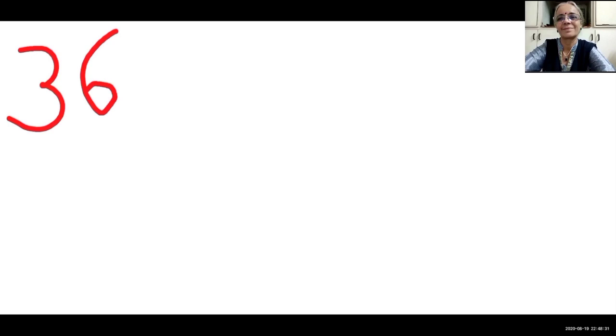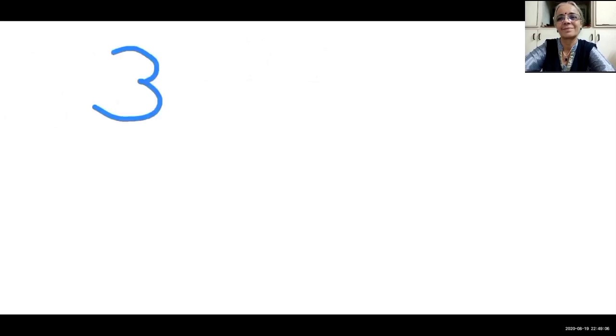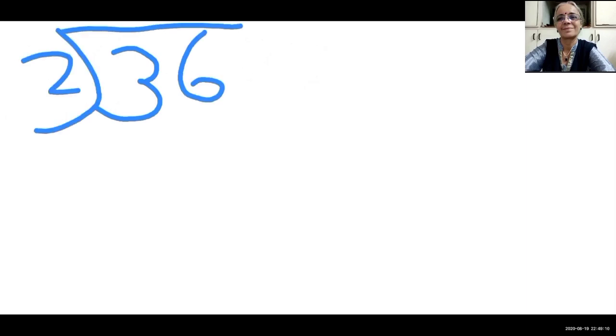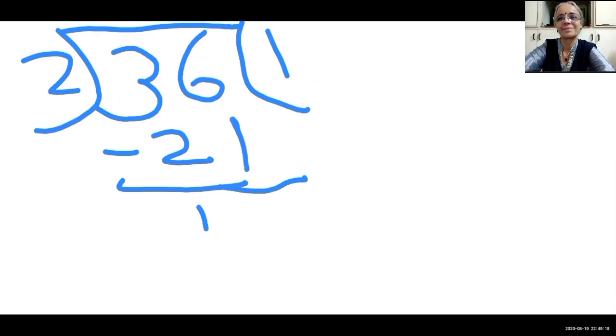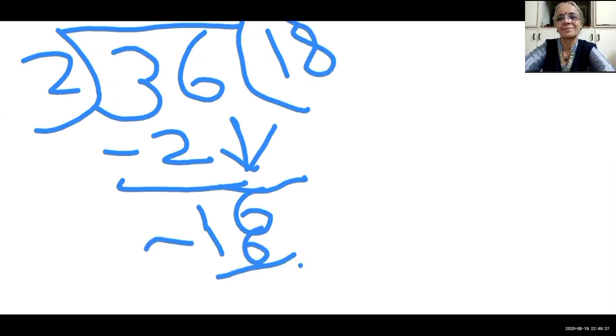So, 36 means at unit place, 6 is there. What does it mean? It says that this number can be divided by 2. It means that 36 can be divided by 2. But what will be the answer? If I know tables, I can say the answer immediately. But if I don't know tables, what should I do? I should bring out my rough paper and then divide 36 by 2. That is 2 ones are 2, and 2 eights are 16. So 2 into 18. This is my rough work.